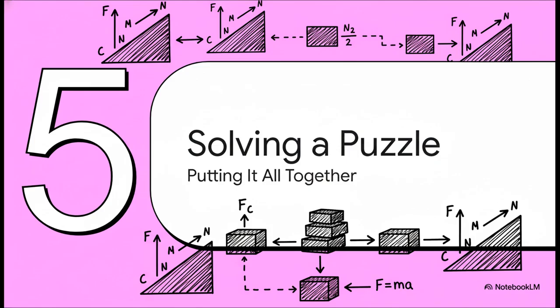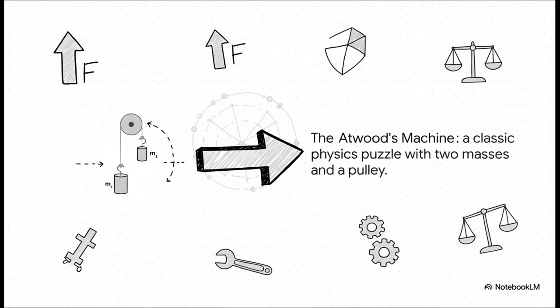Okay, so we've got our free body diagrams, we've got F equals ma, and we've got action-reaction. Let's put all the pieces together and use them to solve a classic physics puzzle that really ties it all up. This little contraption is called an Atwood's machine. It looks really simple, right? It's just two weights connected by a string that goes over a pulley. But it's the perfect little system for seeing how forces can compete with each other to create motion.